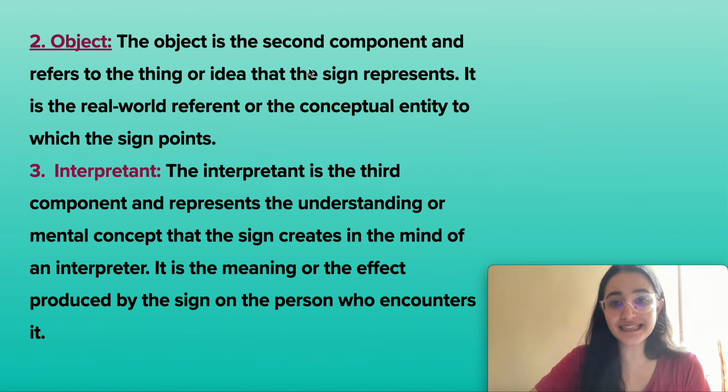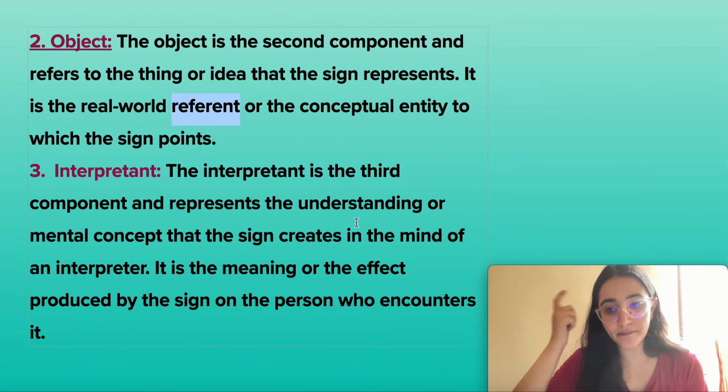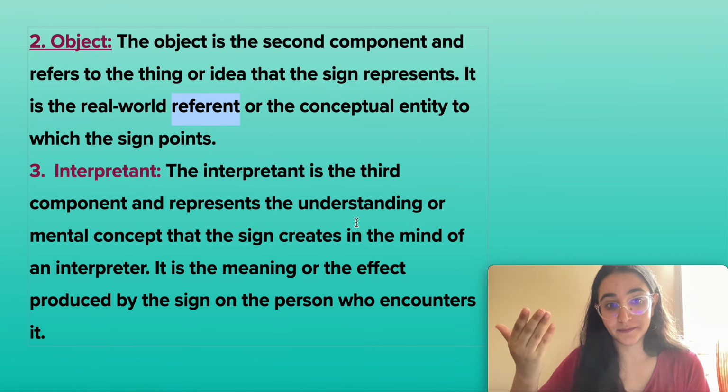First, object. The object is the second component and refers to the thing or idea that the sign represents. It is the real world referent. So the object is also called the referent, or the conceptual entity to which the sign points. And the interpretant is the third component and represents the understanding or mental concept that the sign creates in the mind of an interpreter. You are the interpreter. You read the signboard open, and you interpreted it.